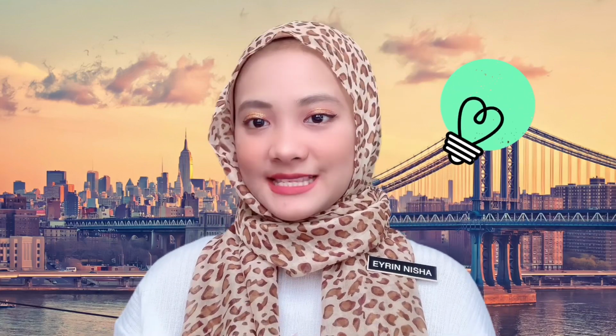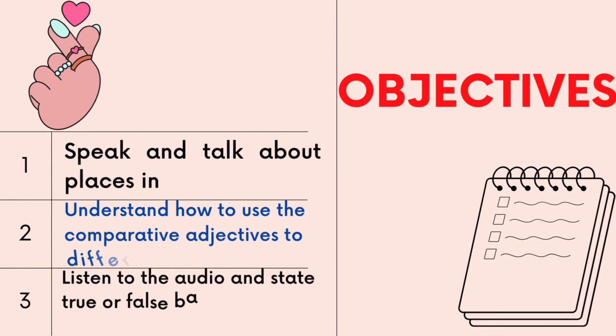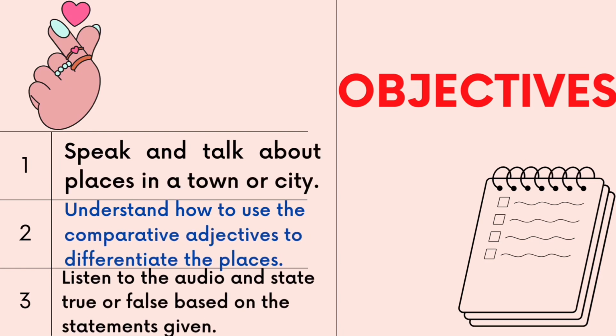But before that, let me show you our objective, learning standards, and content standards for our lesson today, like always. Objective. First, to speak and talk about places in a town or city. Second, to understand how to use the comparative adjective to differentiate the places. And the third objective is to listen to the audio and state true or false based on the statements given.